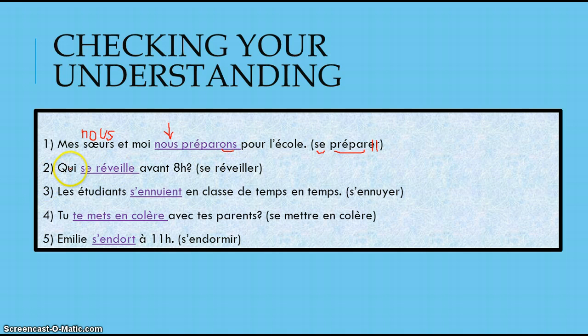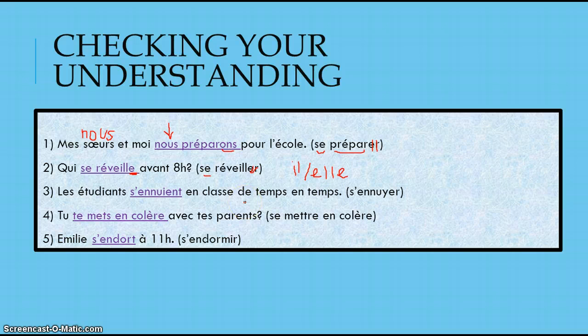For number 2, remember qui uses il. So because of that, if we look back earlier in the presentation, we'll notice that "s" corresponds with the il form. Therefore, there's no change. That stayed the same. Réveiller is a regular ER verb, so we crossed out the ER and we added an E because that's the ending that corresponds with il.